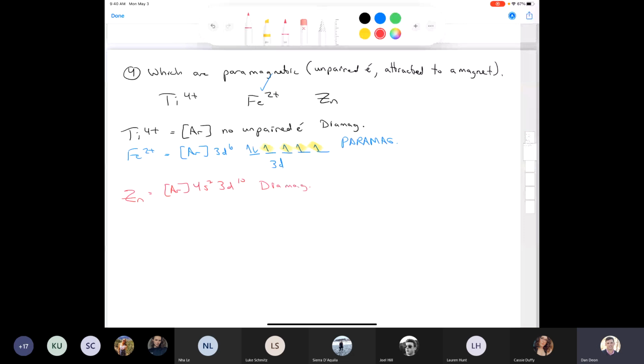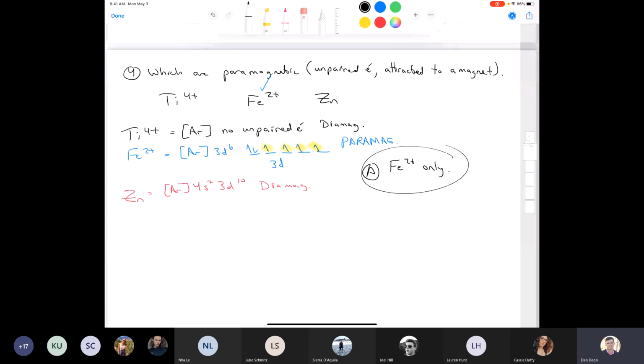Magnetic. We'll just go like that. And so the answer to the question is A, and it's iron 2+ only. That's the only one that is going to be paramagnetic, will be attracted to a magnetic field. Let's move on to question number 5.